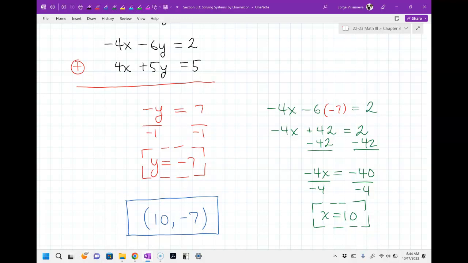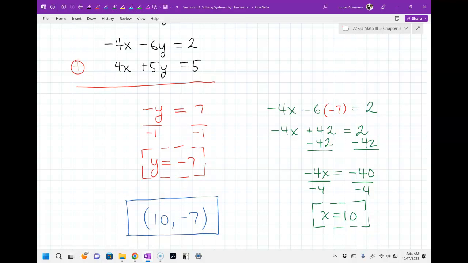We got negative 4x equals negative 40, divided by negative 4, and we got x equals 10. Now we've got our x value and our y value. So now I have a point, right? Our x, y: I put that in, 10, negative 7, as my point, and that's my answer.